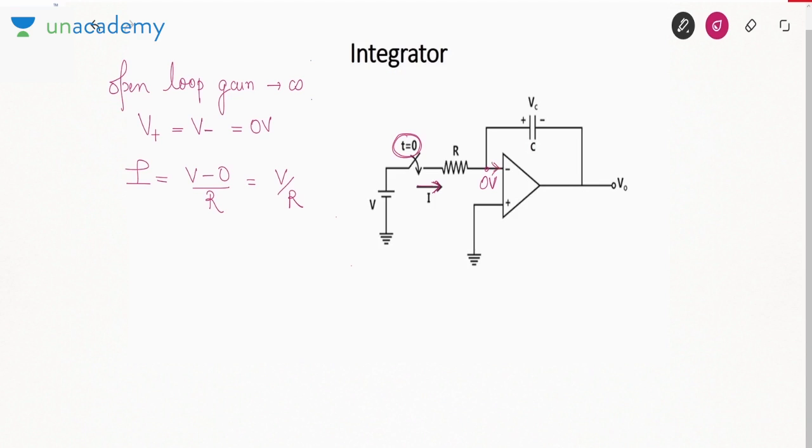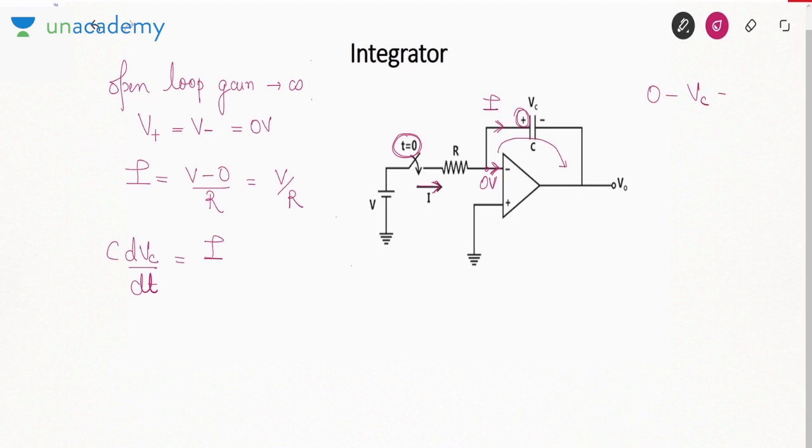This current cannot enter the input terminal of op-amp. It will go into capacitor. If current I is flowing in capacitor, what you can say? C dVc by dt is I. Remember, this expression can only be applied if current I is entering the positive terminal. Apply KVL also here.